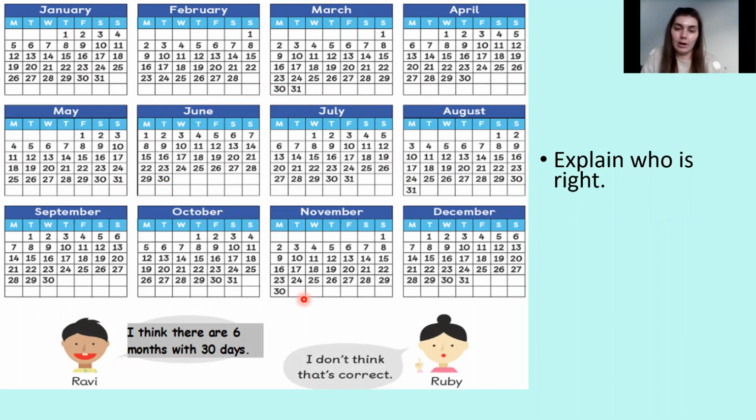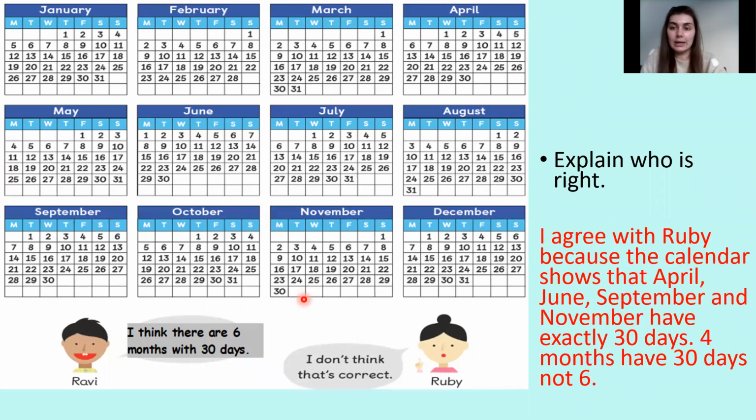So I think Ruby's right. I think Ravi is incorrect because there aren't 6 months, there is 4. So I might say something like, I agree with Ruby because the calendar shows that April, June, September and November have exactly 30 days and 4 months have 30 days, not 6. So that is our anchor task for today.